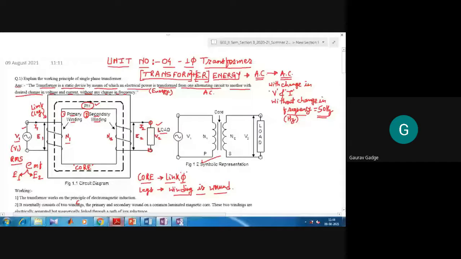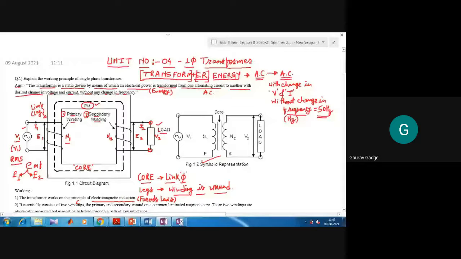Now, if you ask me what is the principle on which this single phase transformer operates, it is electromagnetic induction. All of you please remember, because in MCQ it may be asked what is the principle of operation of the single phase transformer. It is Faraday's laws of electromagnetic induction. Please remember. Okay. So this is the working principle on which transformer operates.